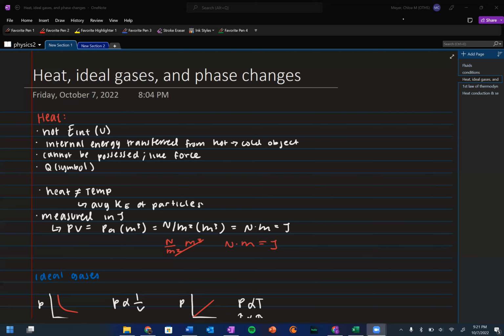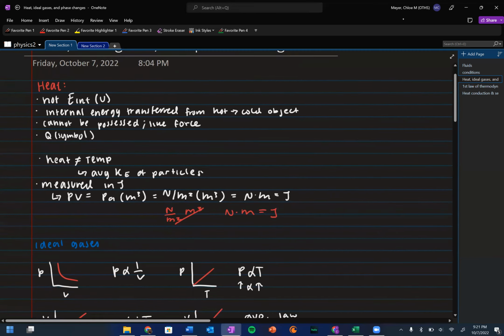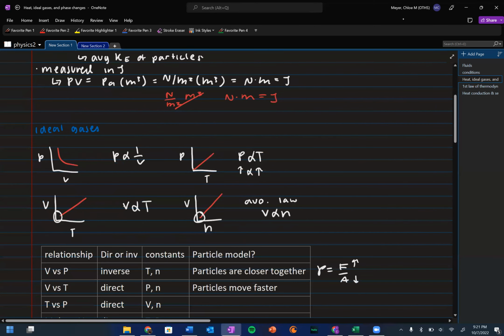And heat is not temperature. Do not say they are the same. This is the biggest misconception. Honestly, before I was told this, I just related heat with temperature, but temperature is actually the average kinetic energy of the particles, and we'll talk about that later. It's going to be measured in joules, and we'll talk about how to get that later as well.